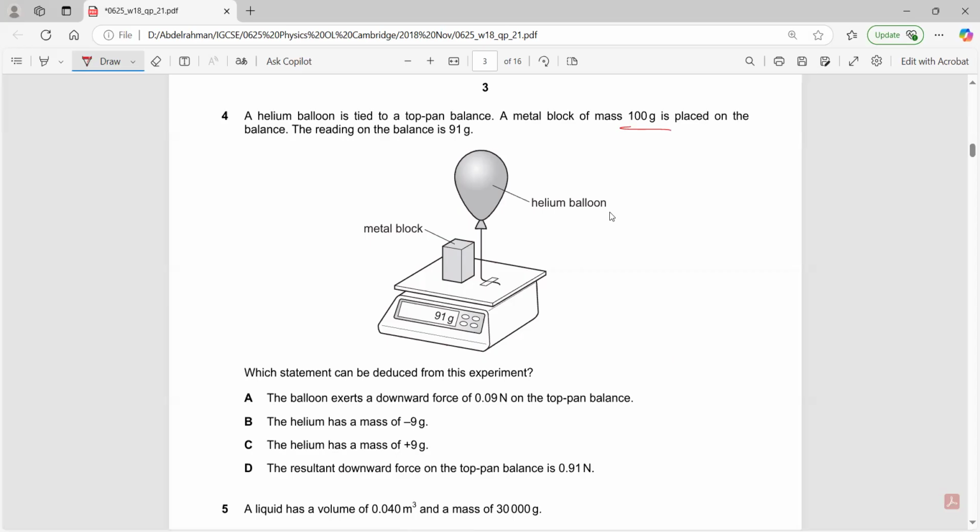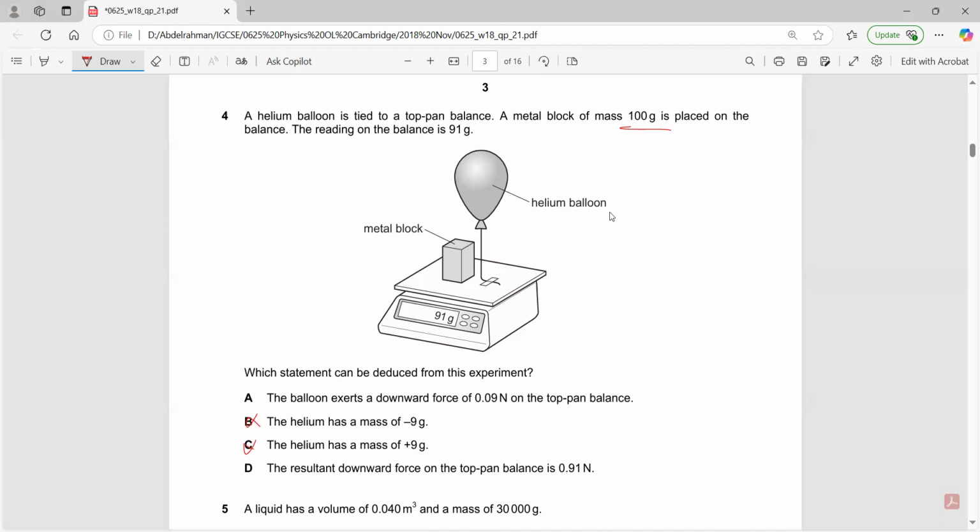First of all, there's no such thing as a negative mass, so B would be incorrect. C, the helium has a mass of 9 grams. If the helium had a mass of 9 grams, then the total mass would have increased. The total mass would have been 109 grams, not 91 grams. So C is actually wrong.